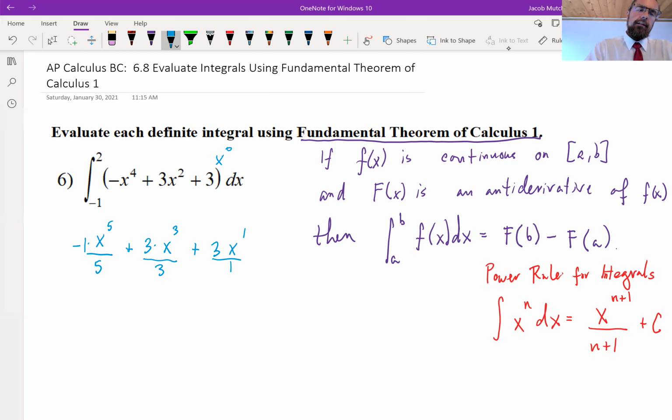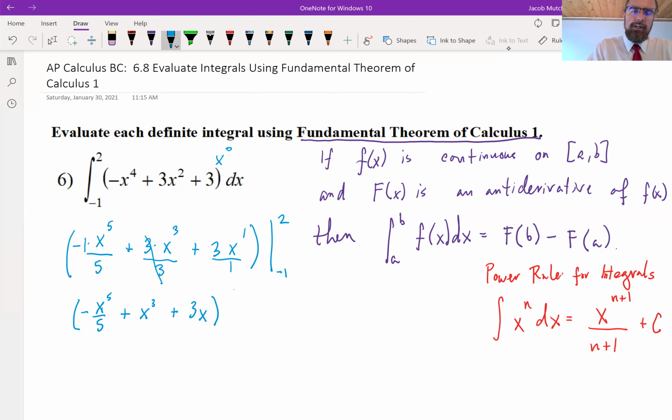Now I do want to integrate this from -1 to 2. So as I simplify this, I'm ultimately going to substitute these limits into this antiderivative, but let's simplify it first. I'll write this as negative x to the 5th over 5. My 3's on the second term will cancel, so that's just going to be plus x cubed. And for my third term, simply plus 3x. So that's my simplified antiderivative.